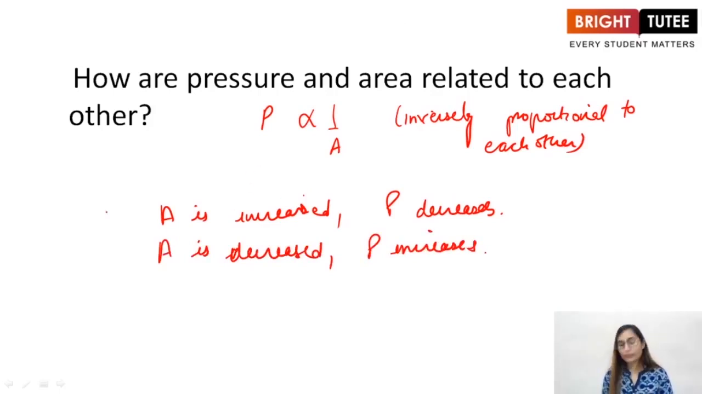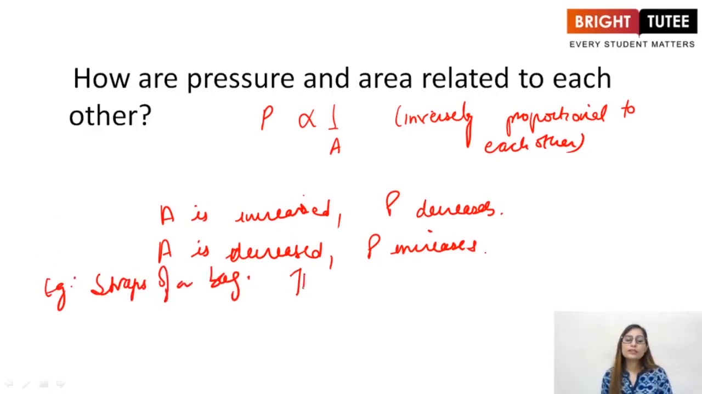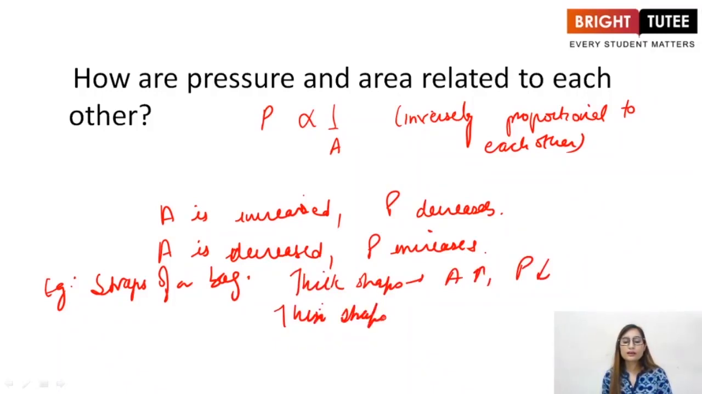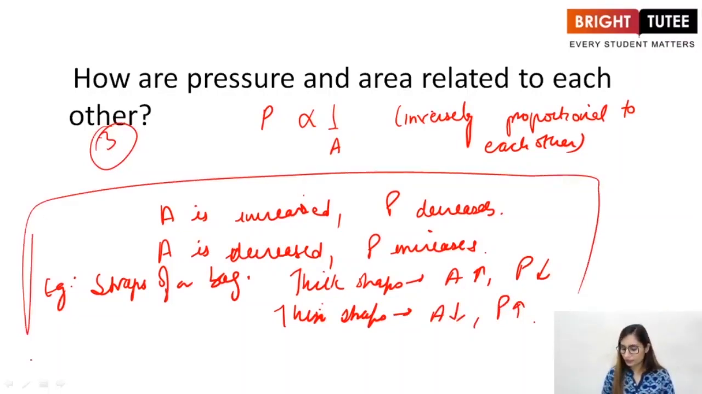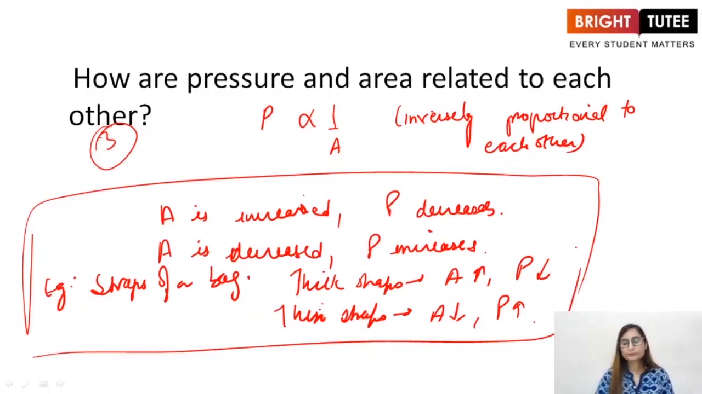And also, if you have to give an example, you can give the example of straps of a bag, right? When you have thick straps, area is increased and pressure is decreased, and when you have thin straps, area is decreased and pressure is increased. Simple. This was a 3-mark question basically. You will have to explain writing all the long statements. I have explained you in brief, but you will be writing the whole explanation in detail.